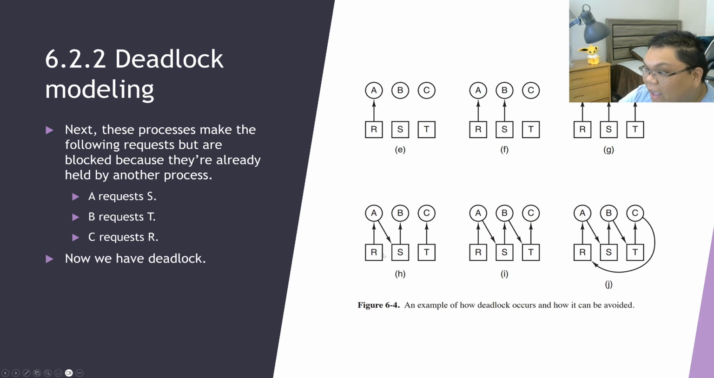And then A requests S but has to wait for that because it's currently allocated to B. B requests T but has to wait for that because it's currently allocated to C. C requests R but has to wait for that because R is allocated to A. Look, we have a loop. And where there's loops, we have deadlock.